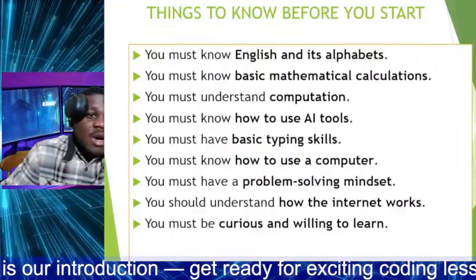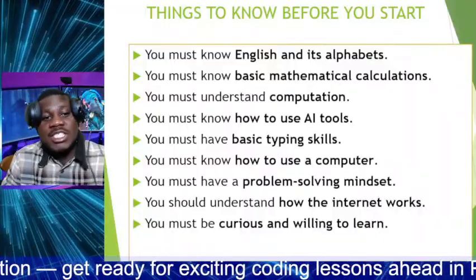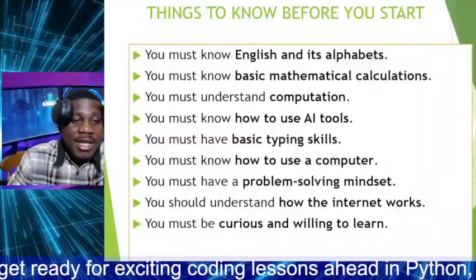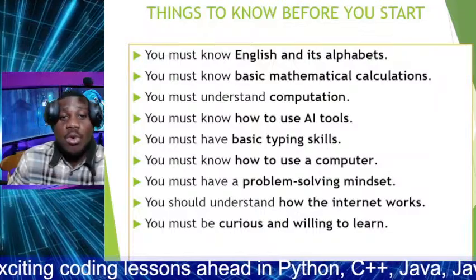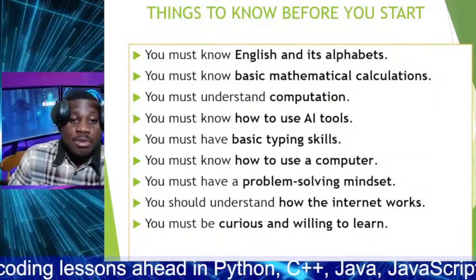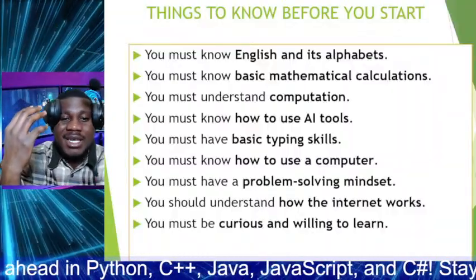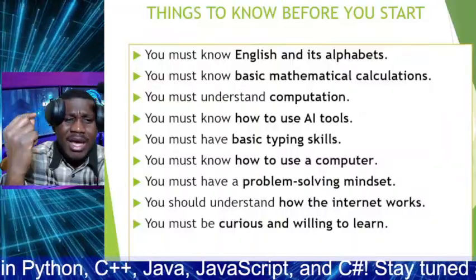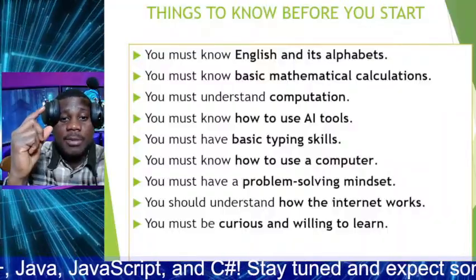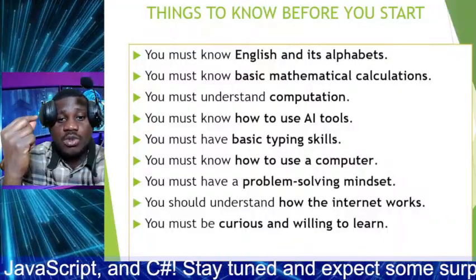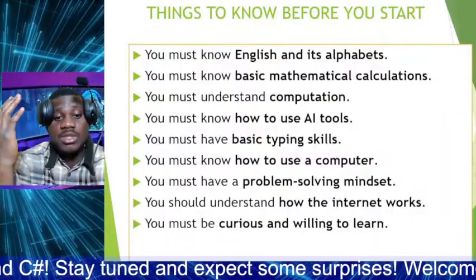So in case you are missing or you don't know any of these things, try and learn something about them before you start programming, as things are going to be difficult for you to understand. Please. So you must know English and its alphabet. You must know some mathematical calculations. You must understand computation and know how to use some AI tools. And again, you must have some typing skills, and you must know how to use the computer.